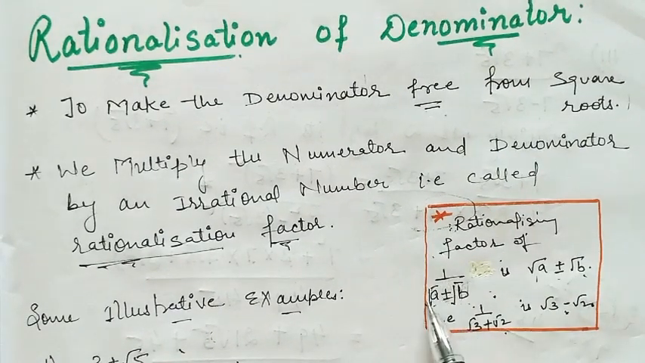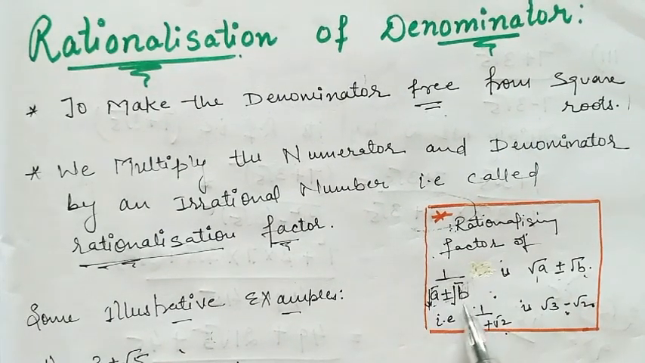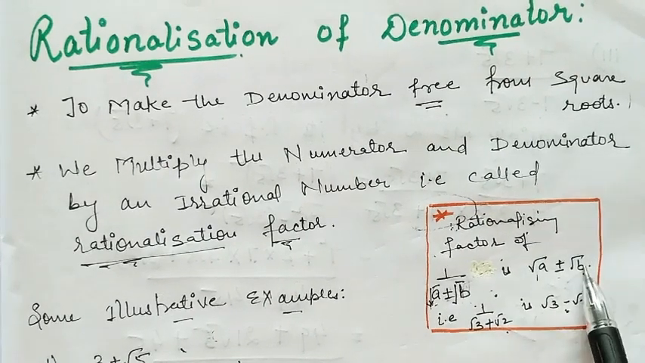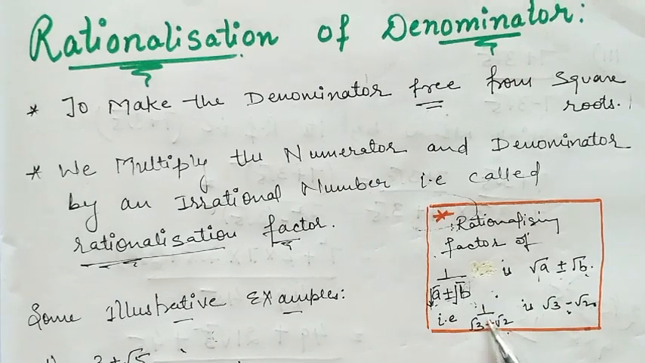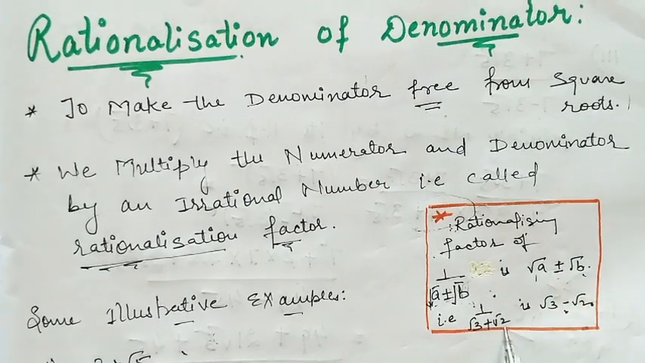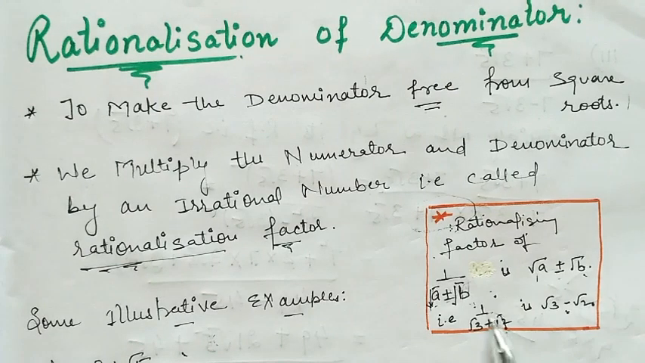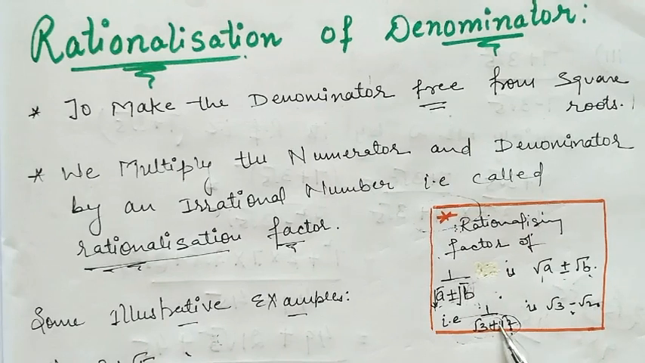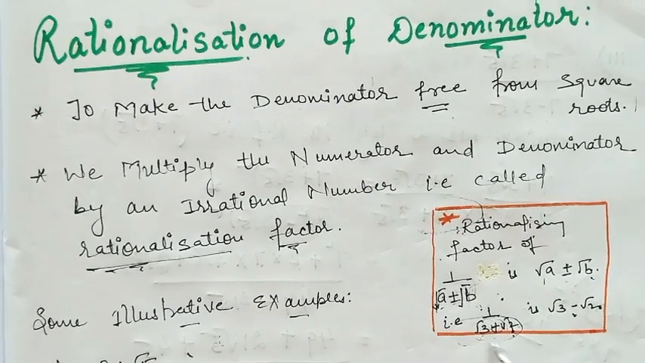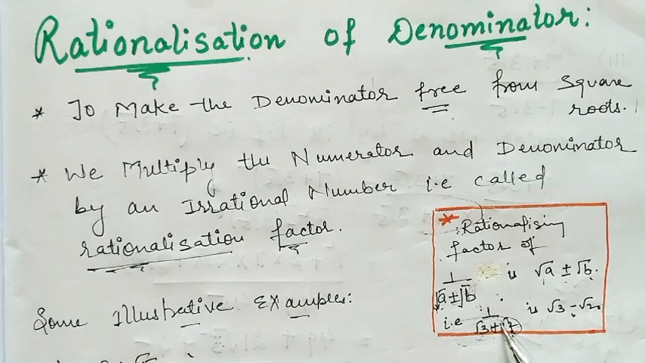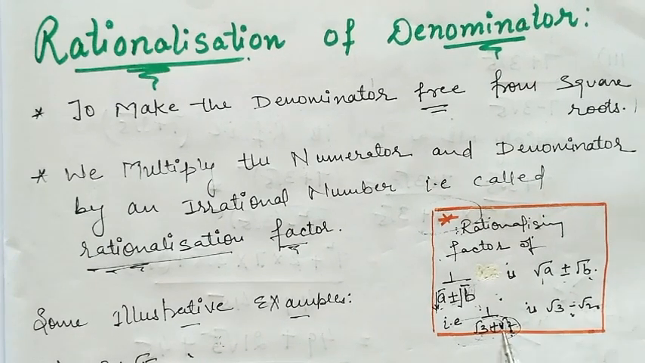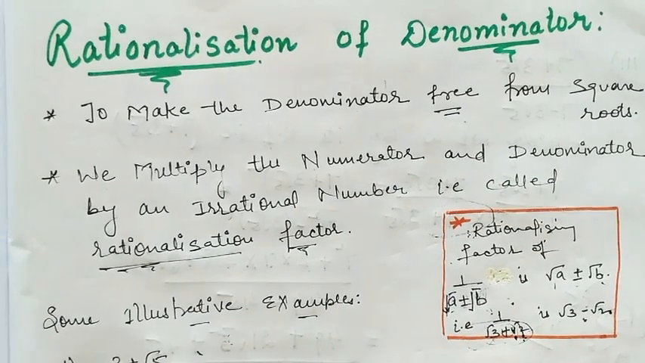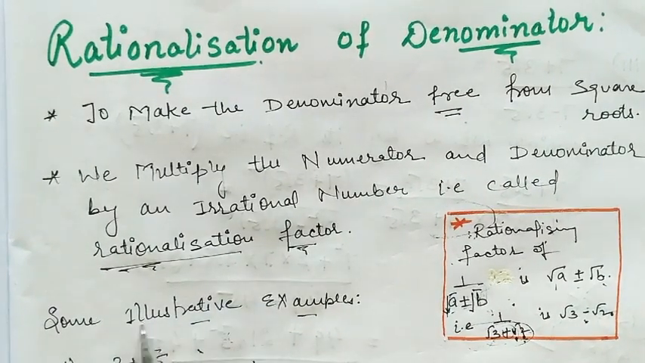Similarly, for 1 upon root a minus root b, the rationalizing factor will be the conjugate, meaning there will be a change in sign. I have taken one example, 1 upon root 3 plus root 2. Its rationalizing factor will be the conjugate of this, meaning the number will be the same but with a change in sign: root 3 minus root 2 will be its conjugate and its rationalizing factor. To make it clearer, we'll take some illustrative examples.